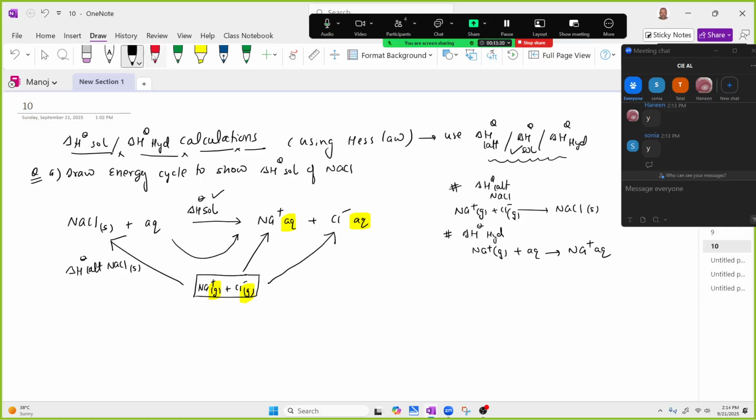Okay, so let's label. So this is delta H hydration of sodium ion gas. This is delta H hydration of chloride ion gas. Is this okay so far? Everyone is okay? Okay. Now, if I give you the values, will you be able to calculate the enthalpy of solution? Will you be able to do that?